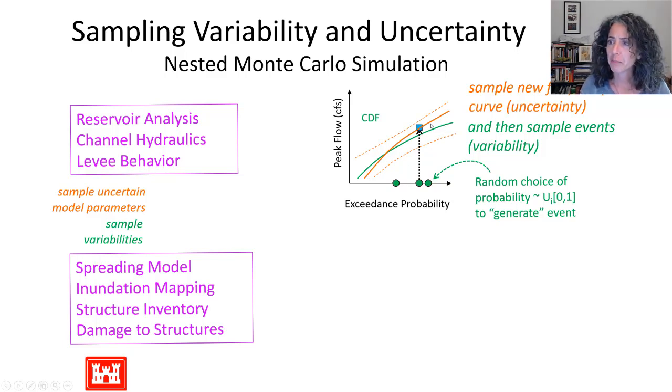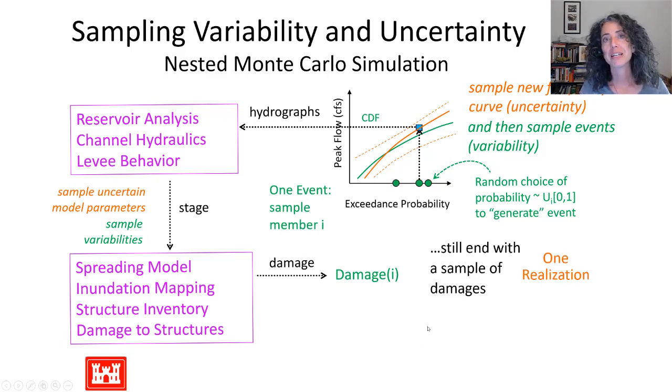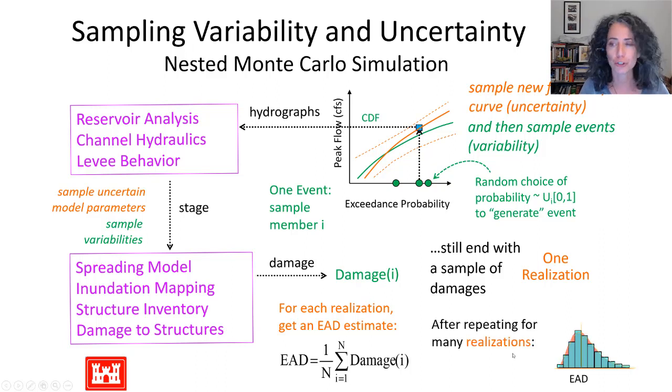So now I'm sampling my flood events off of this orange curve, and I'm still going to sample enough events to compute enough damages to compute an expected annual damage. That's one realization. So for each realization, I have an EAD estimate, and then after doing many, many, many realizations to flesh out my knowledge uncertainties, I'll have a distribution of EAD.